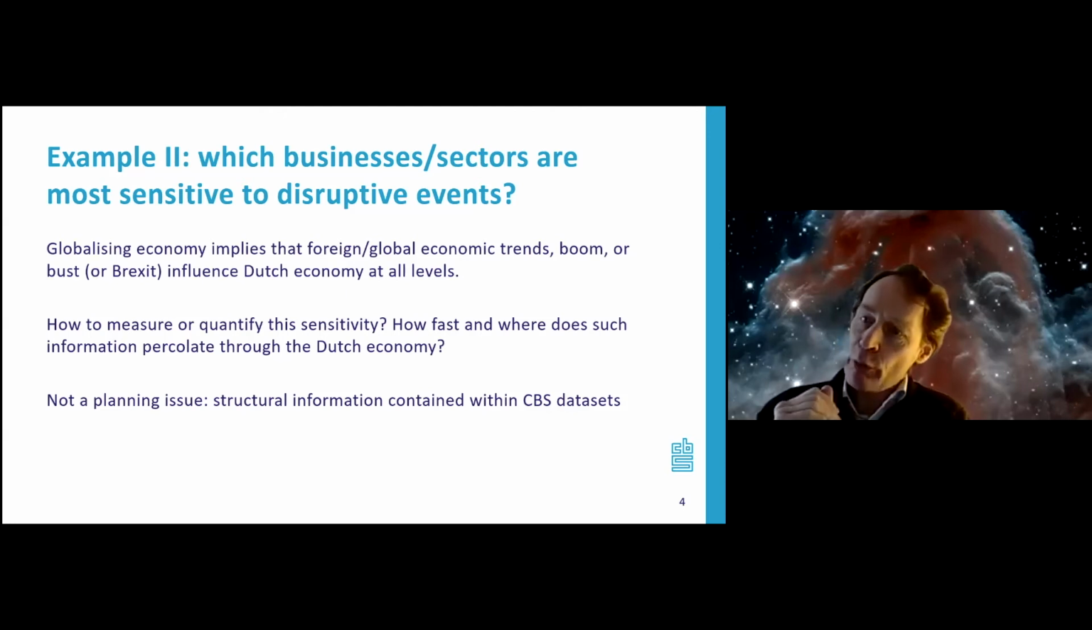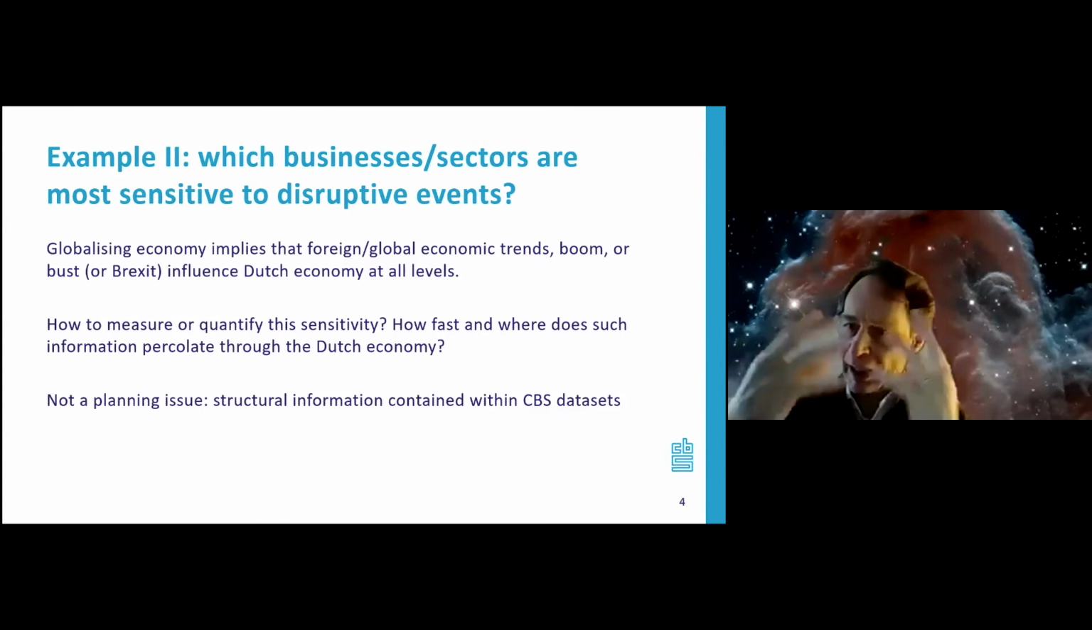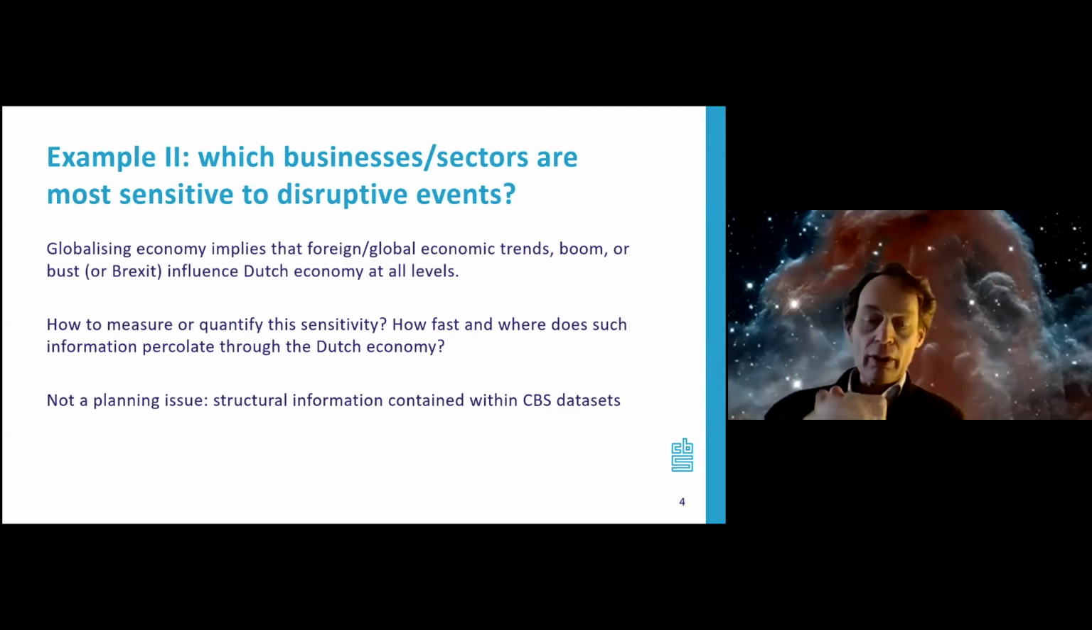But exactly how then do you measure such sensitivity? You can have all sorts of economic theories, but you actually want to know what has happened in the past when there were shocks. How quickly does an external shock actually propagate through the businesses, through the network of businesses in the Dutch economy? And that's not so much about planning or about models, it's really the structural information about the connectivity between businesses in the Netherlands. And that is past data, that's something that we have, and therefore we should be able to extract that from the data that we have.